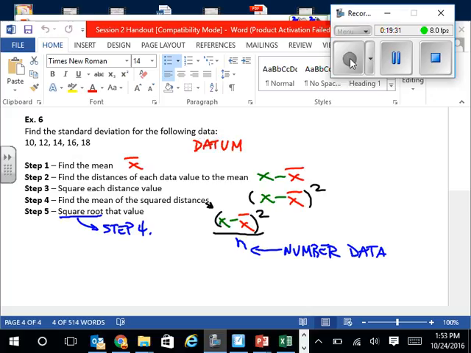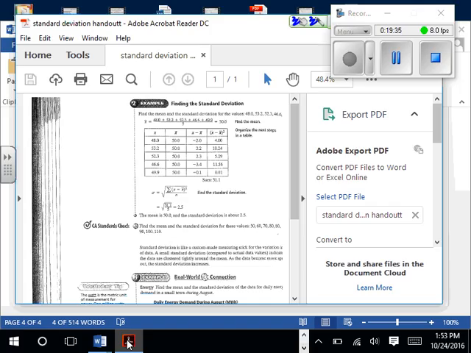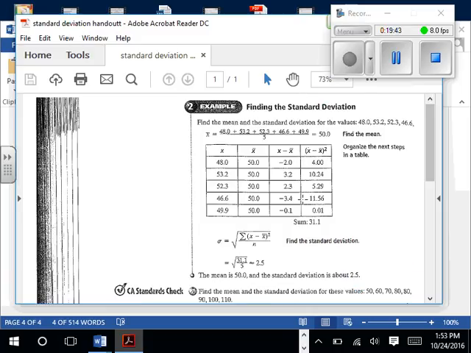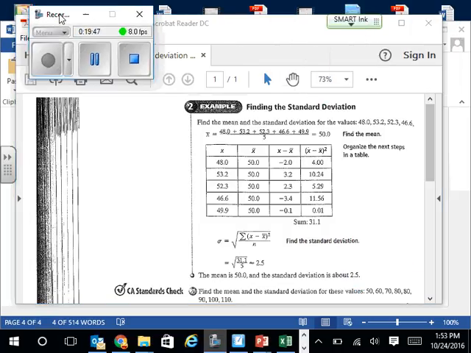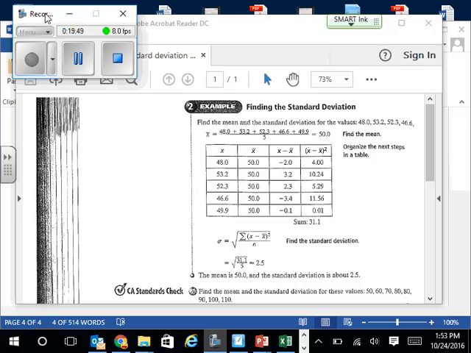Step 1, and I wish we could put a 1 next to it. Can I make you larger? If I do, will that mess things up? I'll keep it as is. Step 1, sure, I'll put step 1. Find the mean.